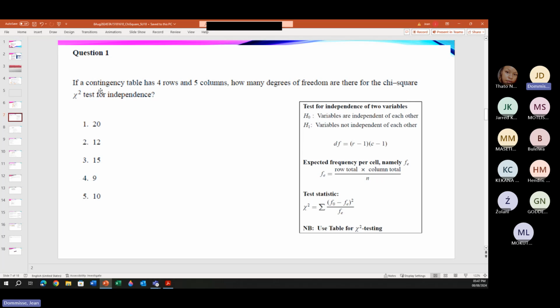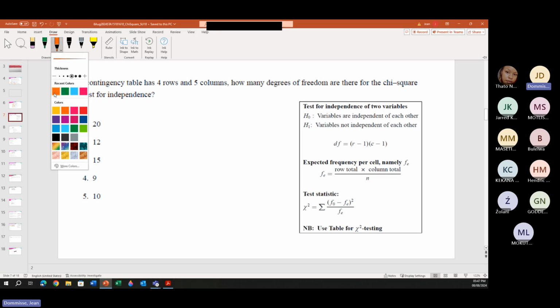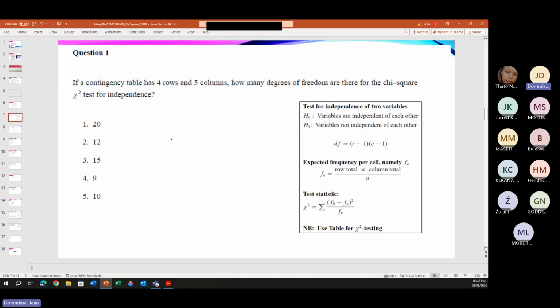Okay, so they tell us in this question that a contingency table has 4 rows, so 1, 2, 3, 4 rows, and 5 columns, so 1, 2, 3, 4, 5.